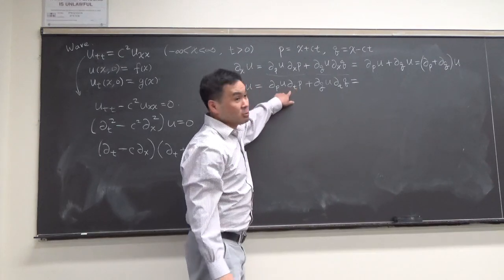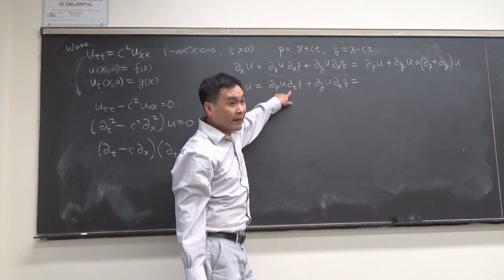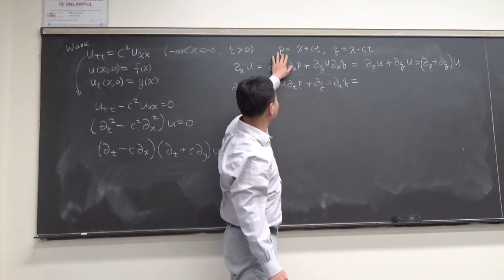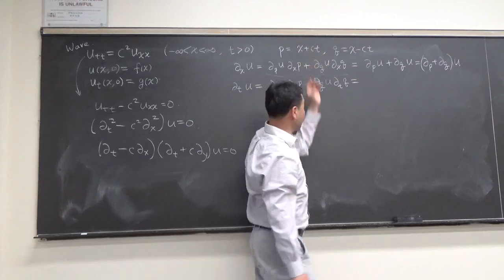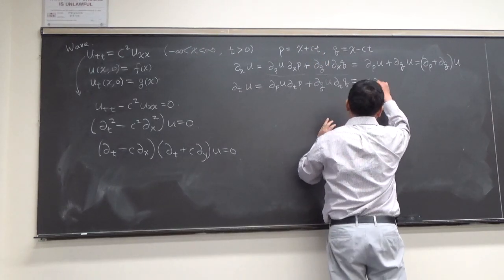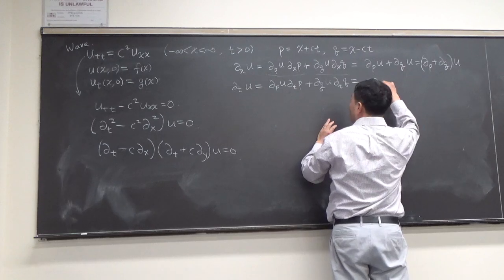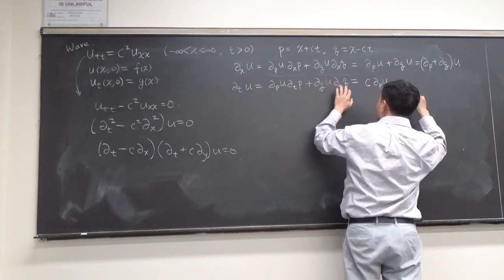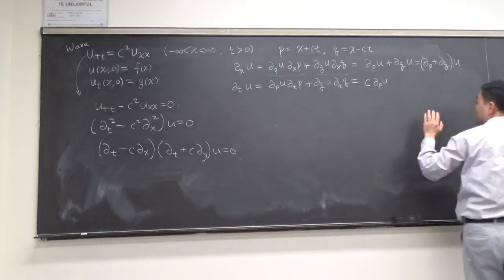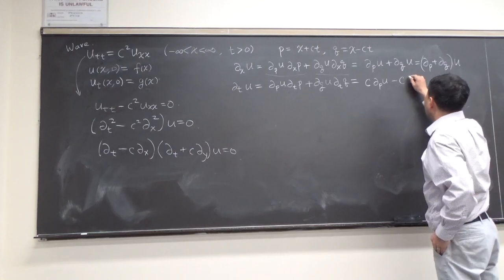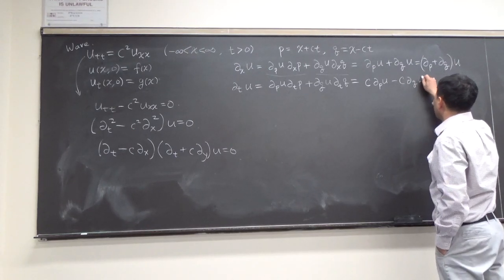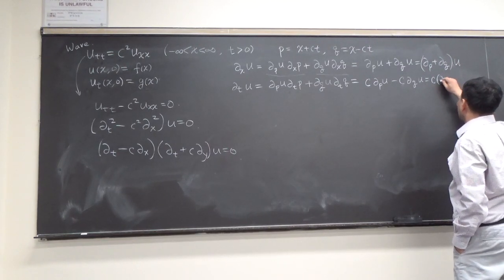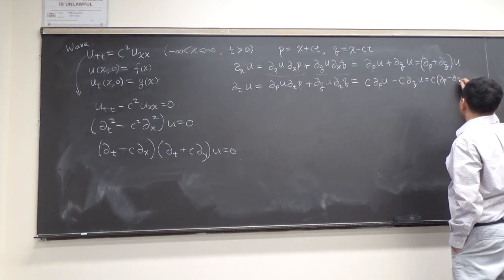Okay, what's ∂p/∂t? c is a constant. So if you take p and differentiate by t, what do you get? Just c. So it'll be c ∂/∂p of u. How about q differentiated by t? Negative c. Negative c ∂/∂q of u. Which is the same as c times (∂p minus ∂q) of u.